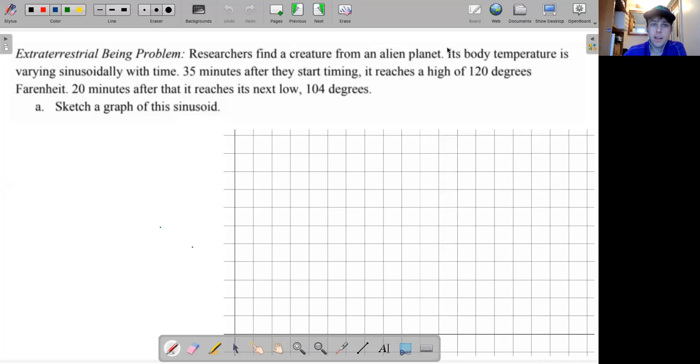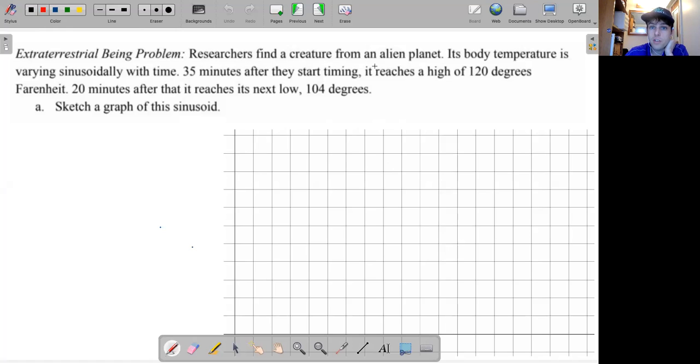All right, we're going to be looking at problem number 3 from the harmonic motion problem set. It's one of my favorites, the extraterrestrial problem. It's a bit of a strange one, but it is fun. All right, so let's go ahead and read it, see what we can figure out from the reading.